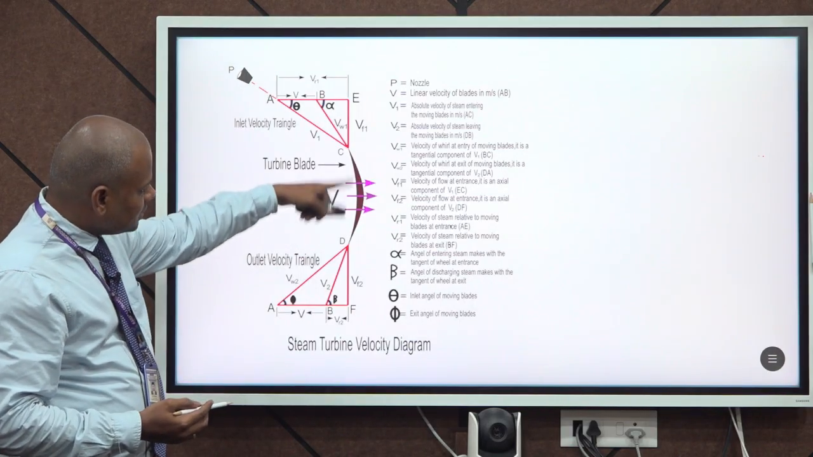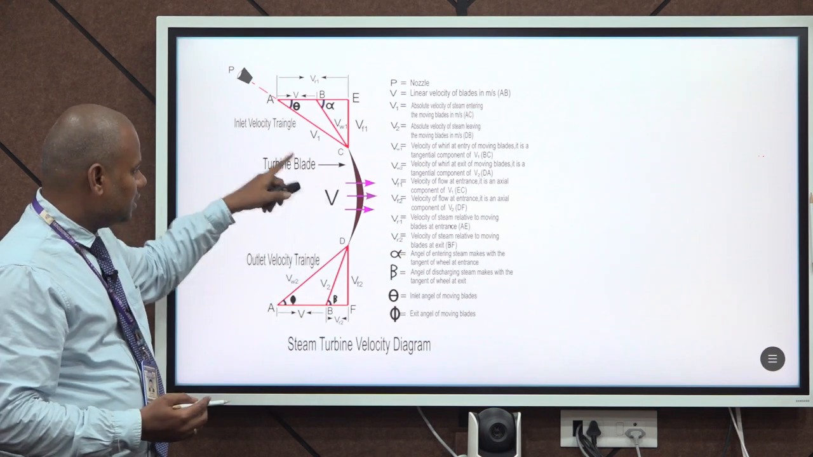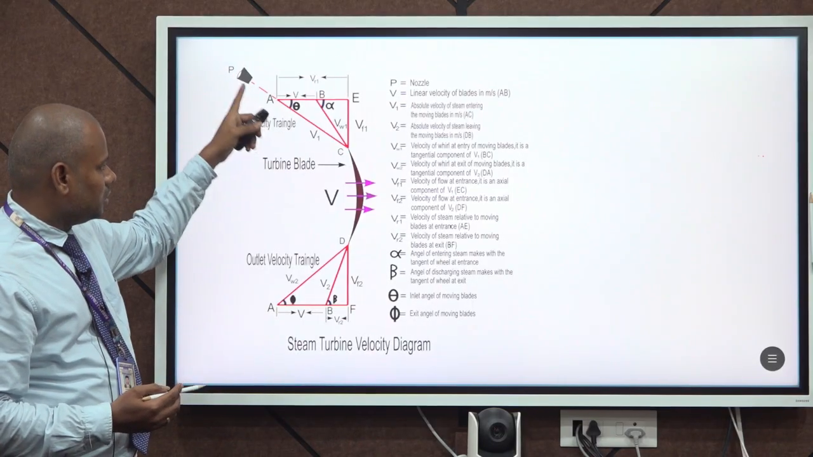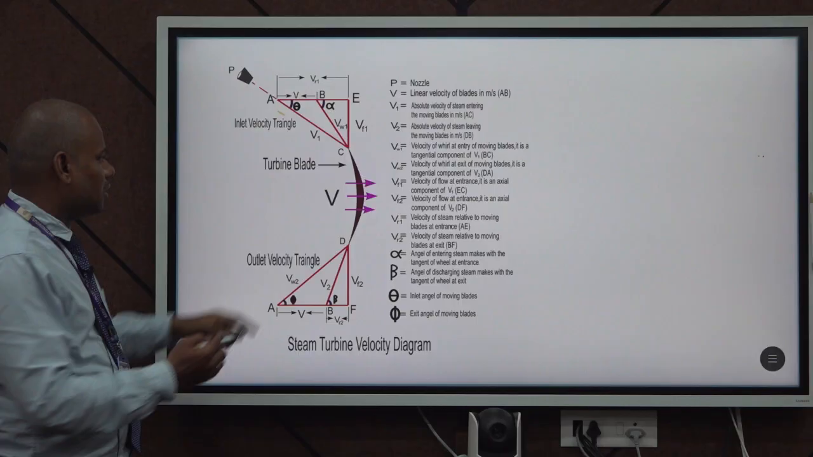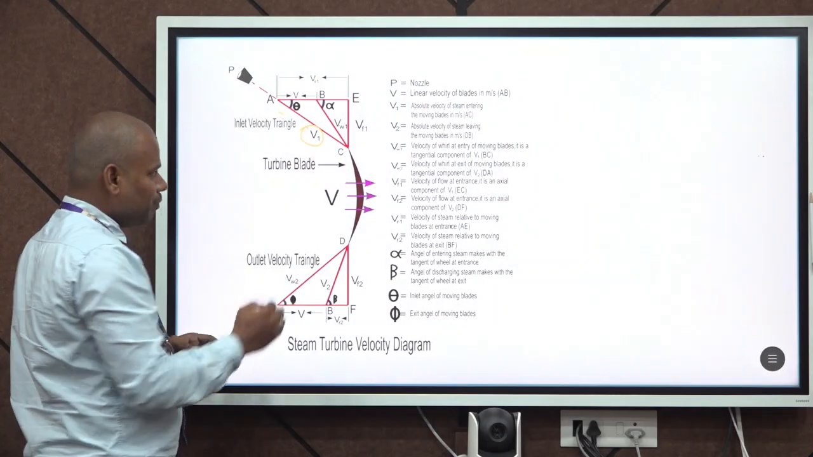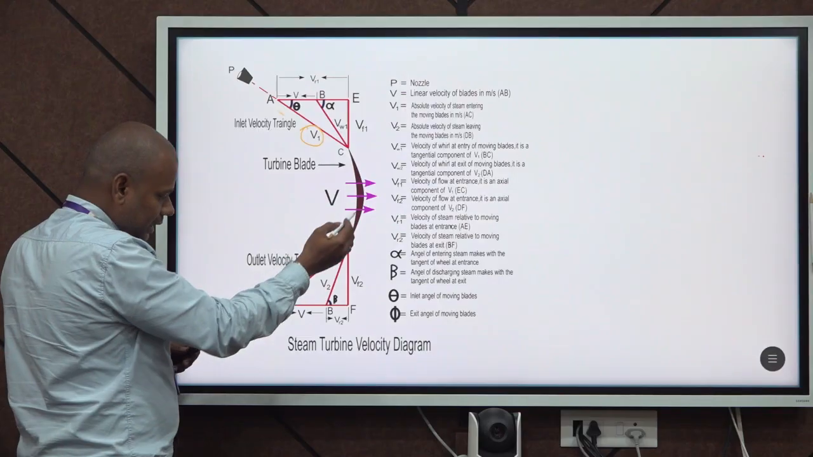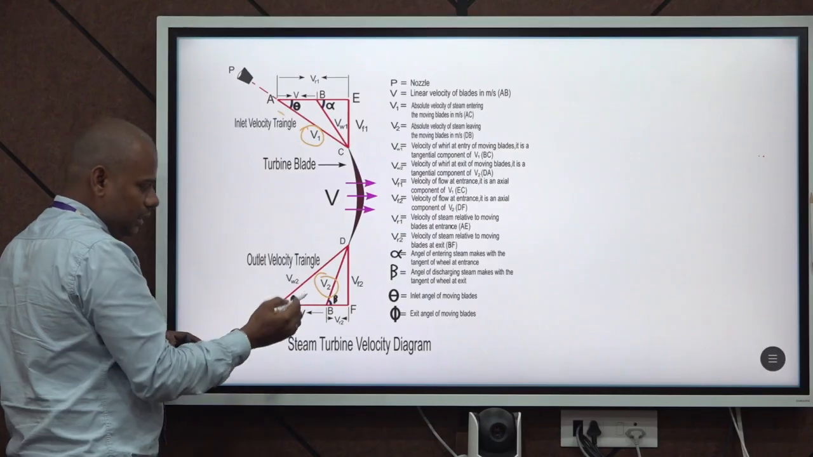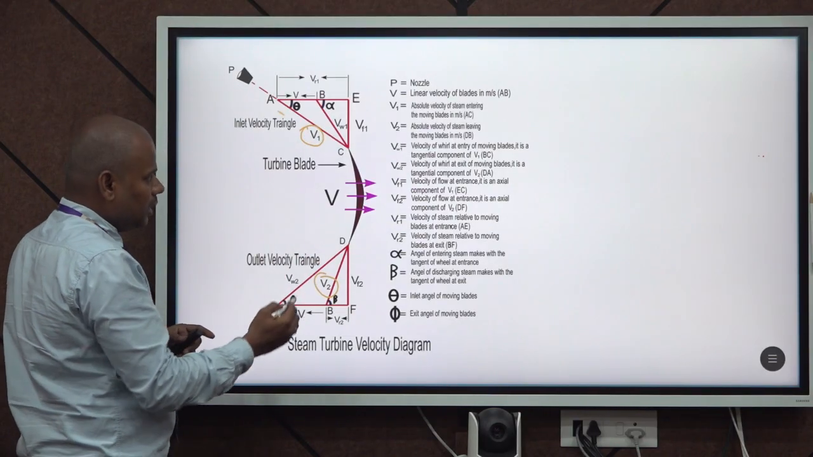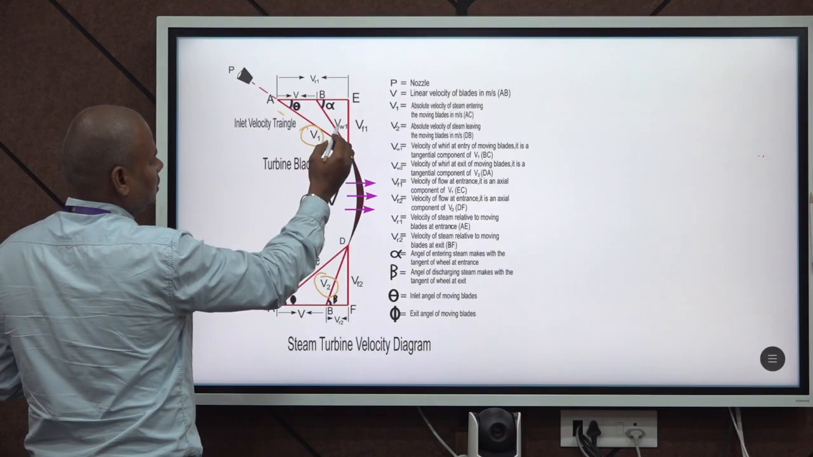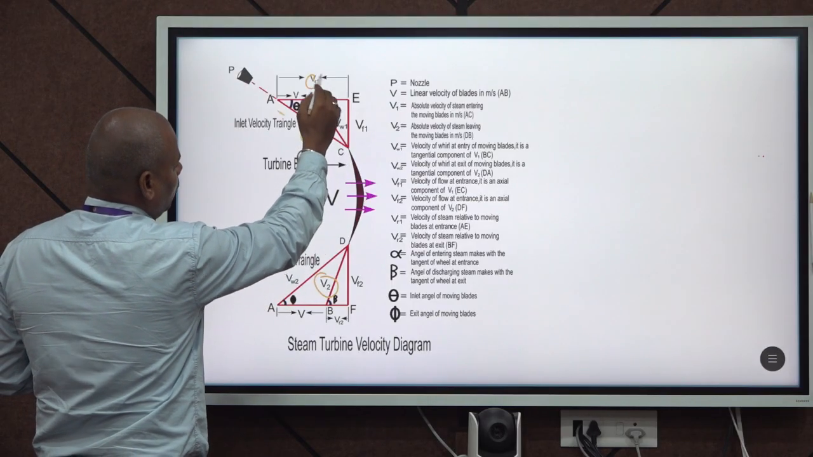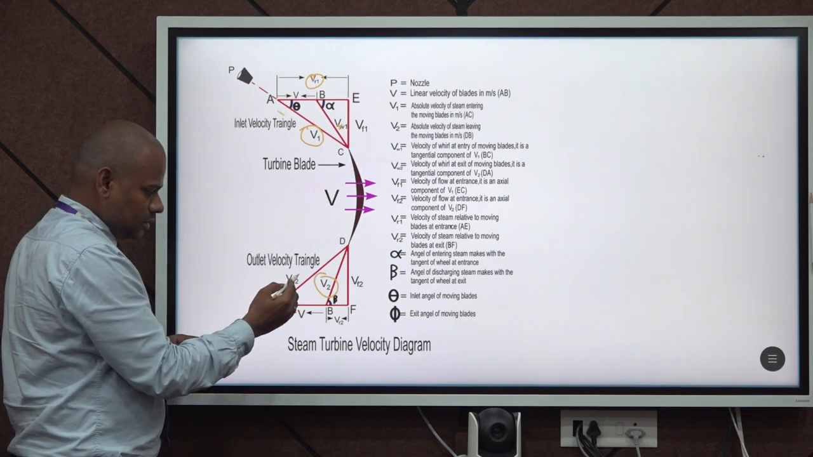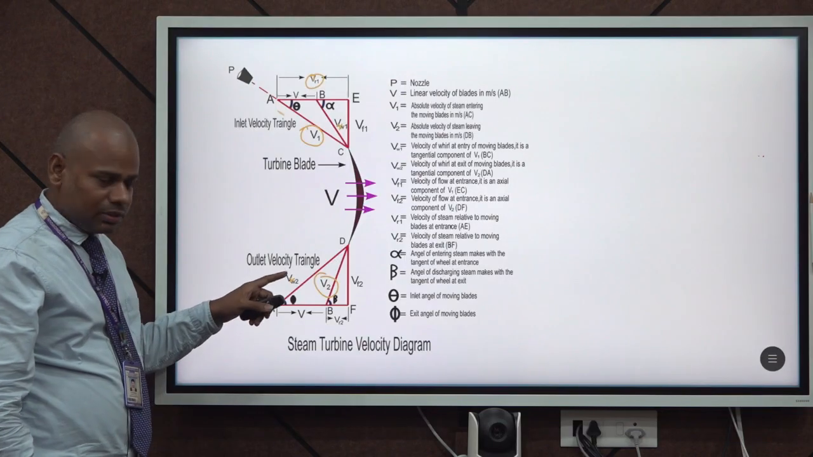Consider this is a blade, a bucket, and this is the blade velocity, and the water is coming in at the inlet from the nozzle. The water coming in has a velocity called V1, the velocity at inlet. The water striking the blade and getting out has velocity V2. So the inlet of the turbine is V1 and the outlet of the turbine blade is V2. The relative velocity at inlet is called VR1, and the relative velocity at the outlet of the turbine is VR2.